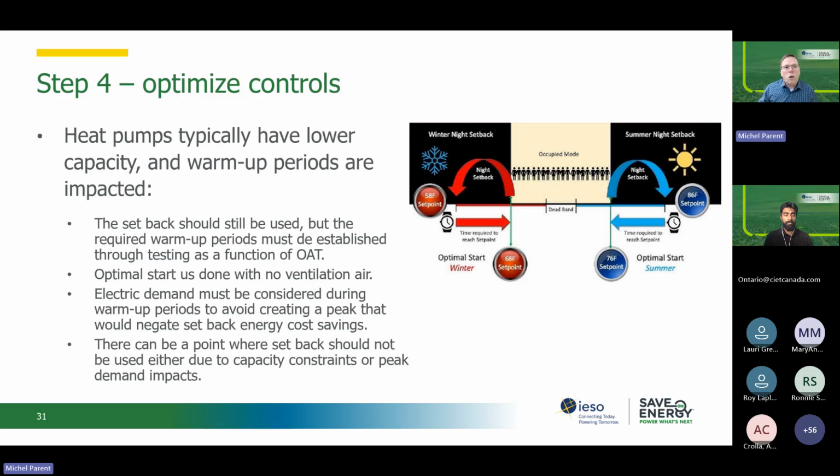There's another aspect of your controls that needs to be considered when you have heat pumps. Like I said, heat pumps are capacity constrained. So if you do setback, and by the way, setback always saves energy, but if you've got a heat pump, it could be costly because heat pumps have lower capacity. They have longer warm-up periods in most instances. So you need to test: can my heat pump recover in the same period of time that my boiler did without creating a peak? Because if you say, I'm going to do a setback and I'm going to start at the same time, your heat pump won't be able to meet the load.